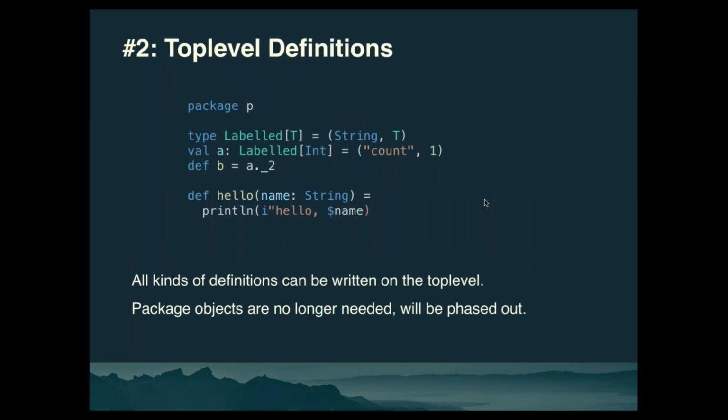Number 2 would be top-level definitions. So in Scala 3, you can now write all kinds of definitions on the top level. So that means that you don't need package objects anymore. That was Scala 2's way to essentially emulate definitions on the top level in a package. Those package objects, you don't need them anymore, and in fact, they will be phased out.